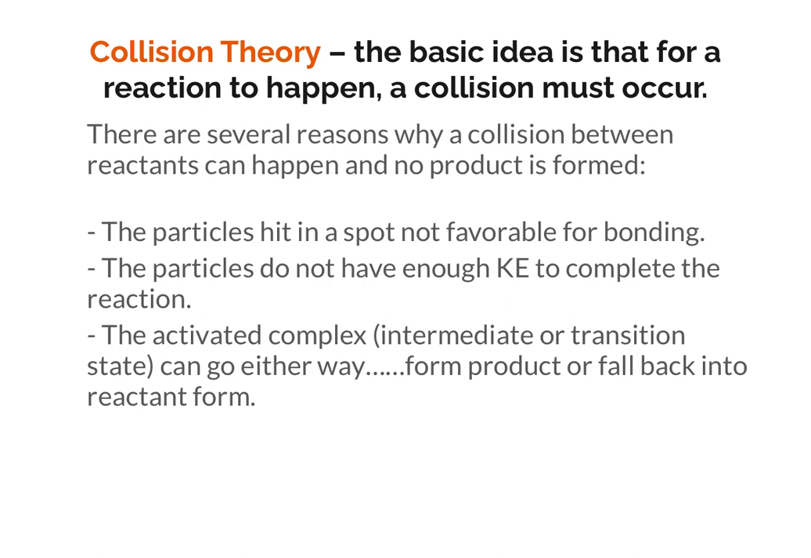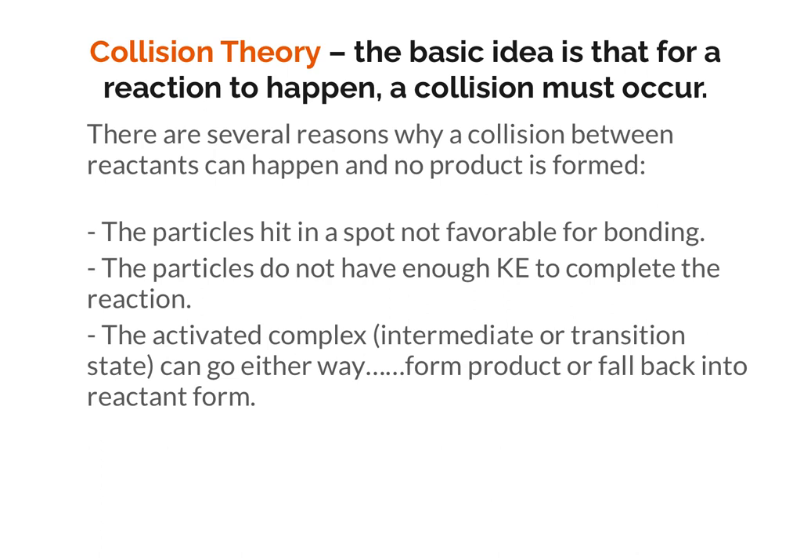So when we talk about chemical reactions, the basis of our understanding is that in order for a reaction to happen, you must have your reactants come into contact with one another. They have to collide. So that's why we call it collision theory. It's the theory that they have to collide and come together in order to form a reaction.